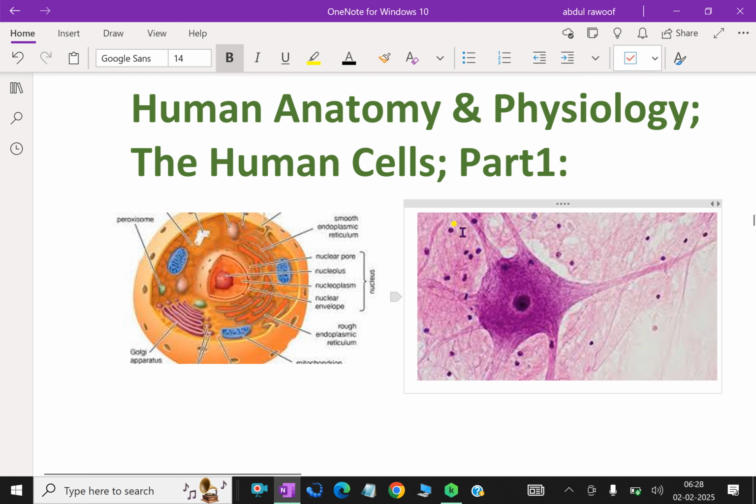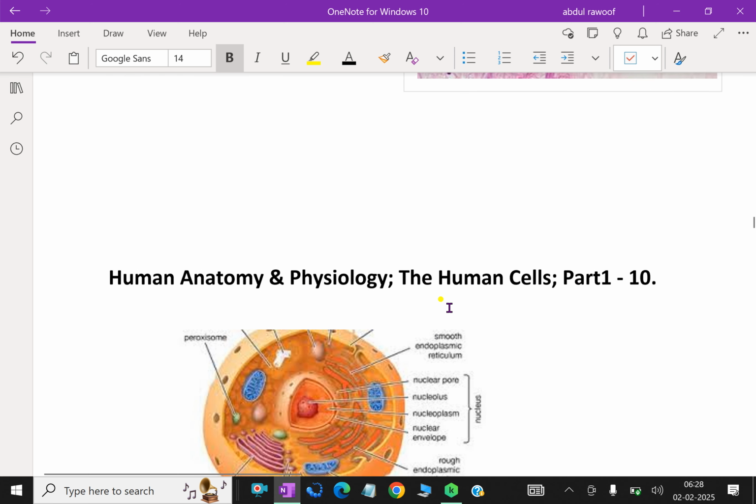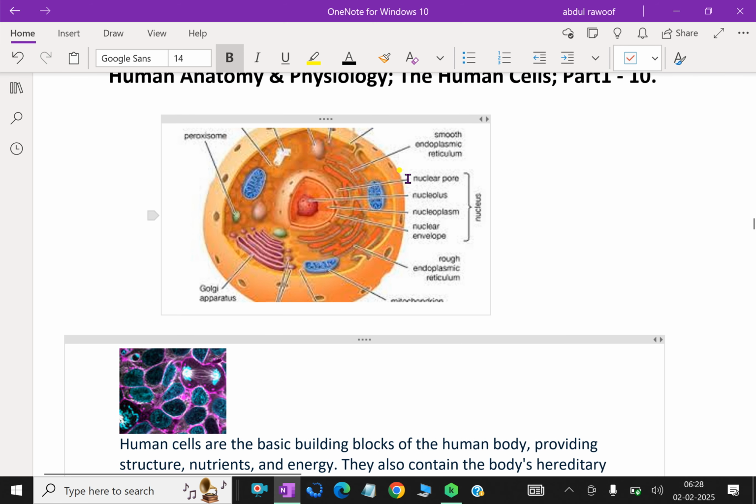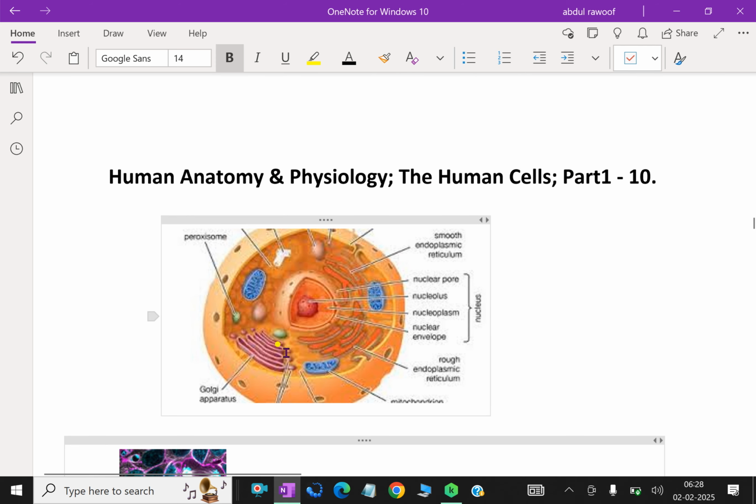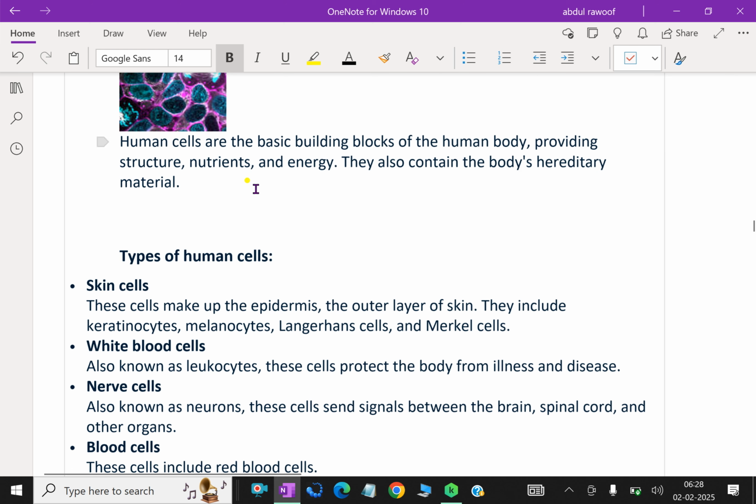Now we'll continue the reading. This is a human cell. Human cells are the basic building blocks of the human body, providing structure, nutrients, and energy. They also contain the body's hereditary material.